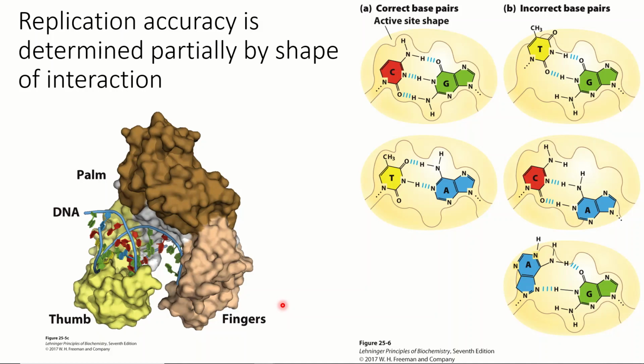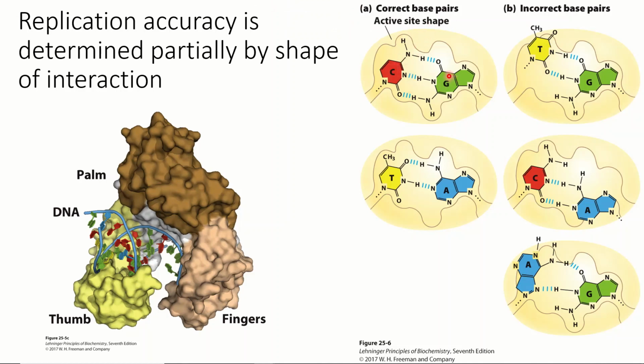Replication accuracy is going to be determined by the shape of the interaction at the active site. The active site has a very specific shape and it interacts with correctly paired bases, which will have a smaller footprint than incorrectly paired bases. You can see that an incorrect base pair will have groups that don't fit well into the active site and don't fit with the correct interaction.